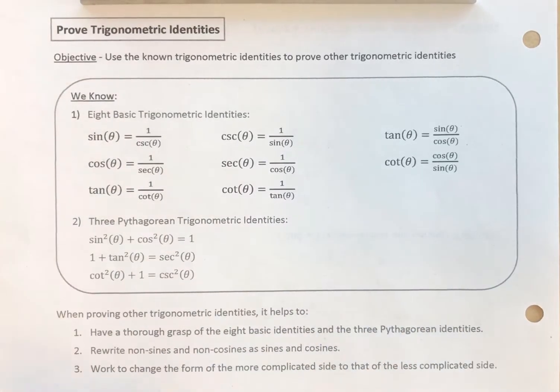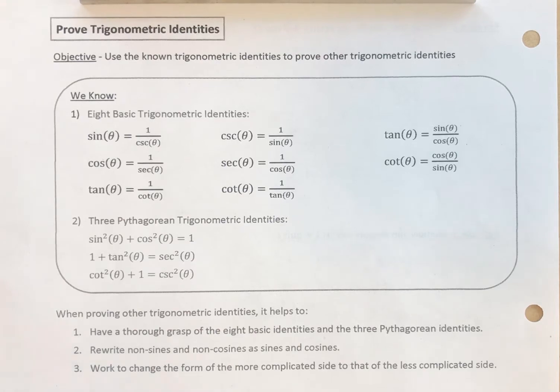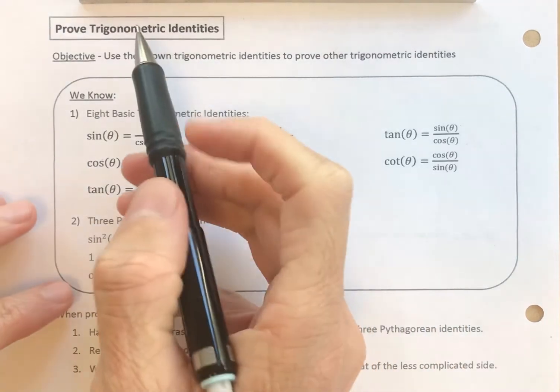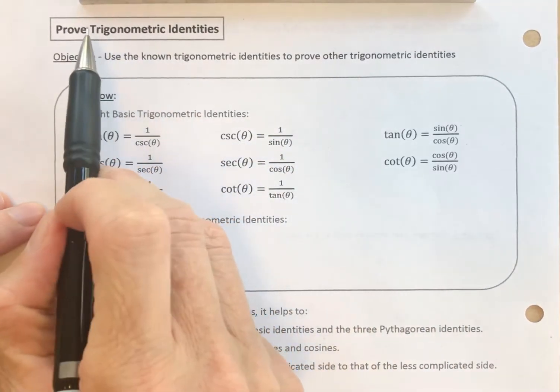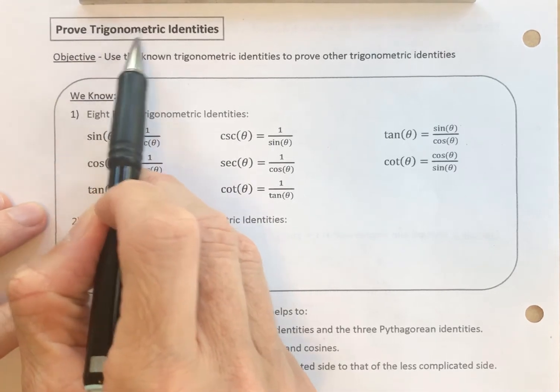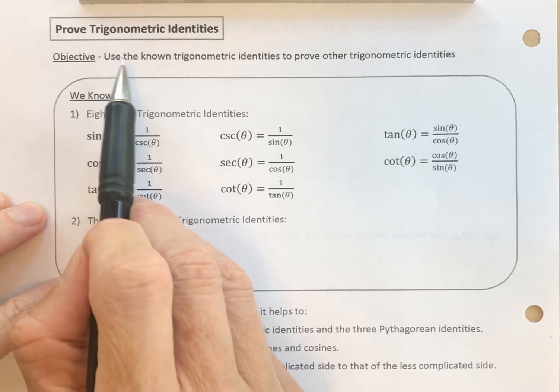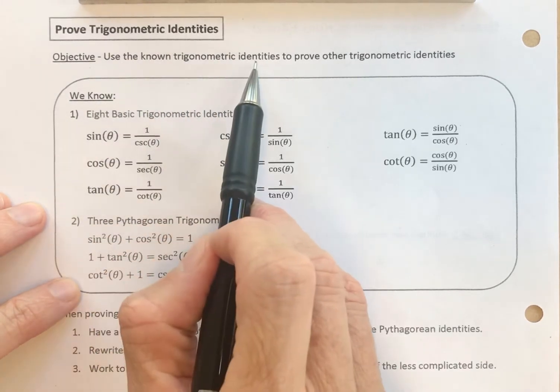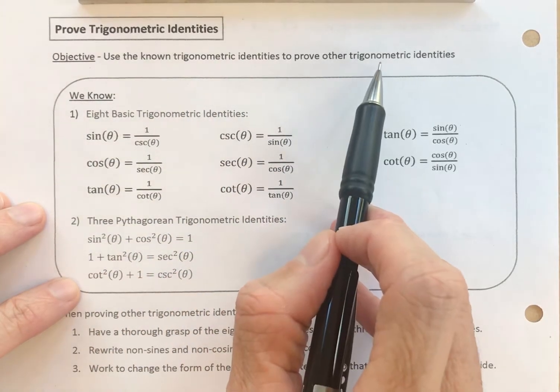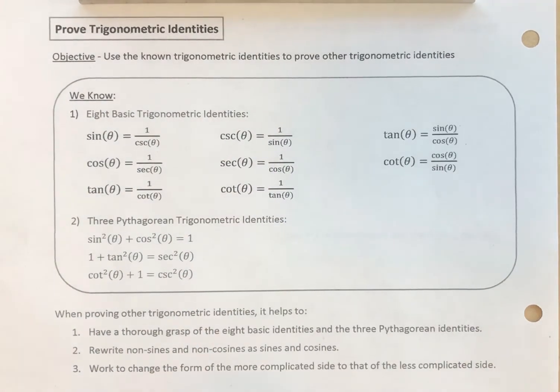Okay, as we continue to look at trigonometry and the fundamental trigonometric identities, we're going to look in this video lecture into proving trigonometric identities. Our objective: we want to use the known trigonometric identities to prove other trig identities.